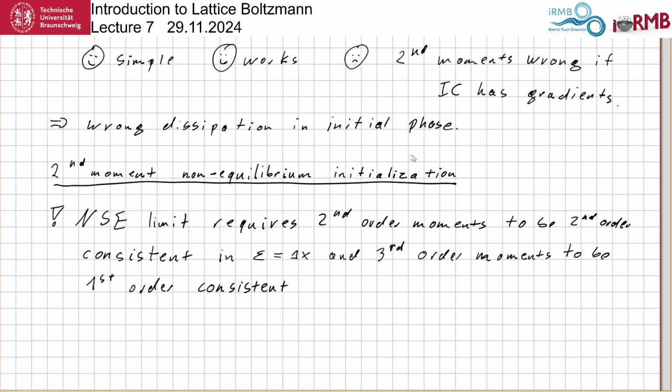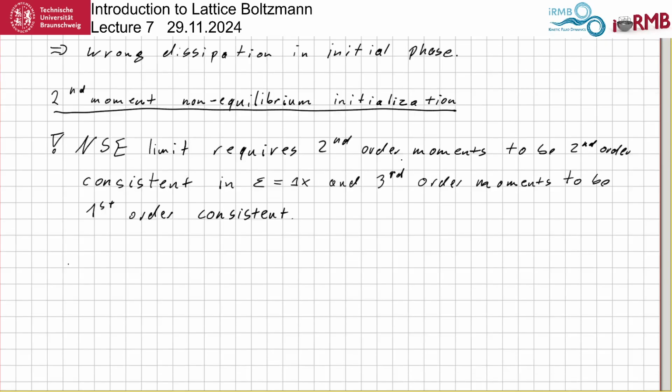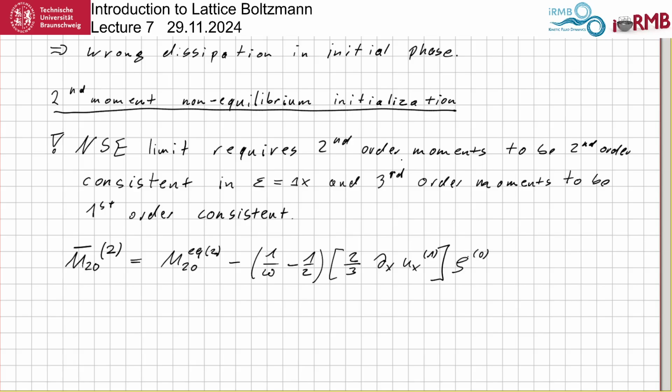So this means, if we want to solve the Navier-Stokes equation, we have to look up what our second moments are, with the overbar, to second order. You can look it up in the last lecture: this is the equilibrium to second order minus 1 over omega minus 1/2, and here comes 2/3 dx ux to first order, and this times the density to zero order. By this, I already used that to second order, the divergence will disappear. This is already included in this equation.